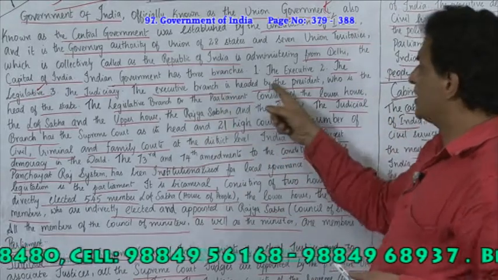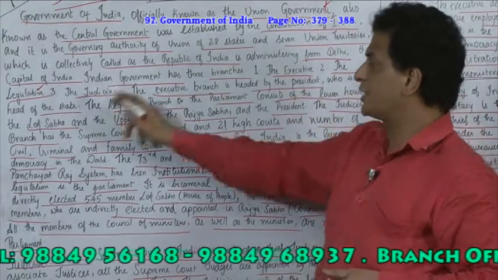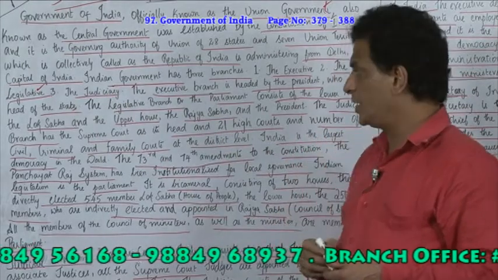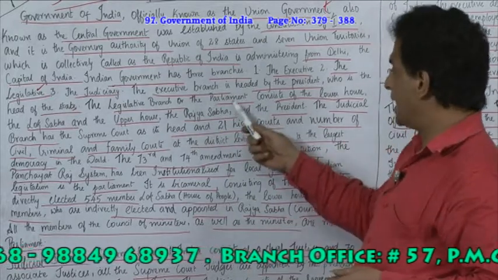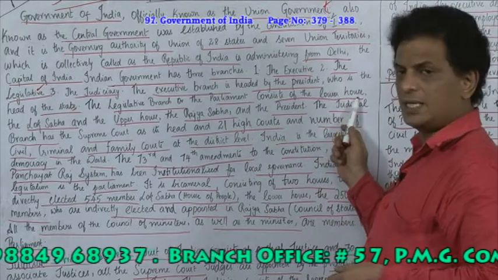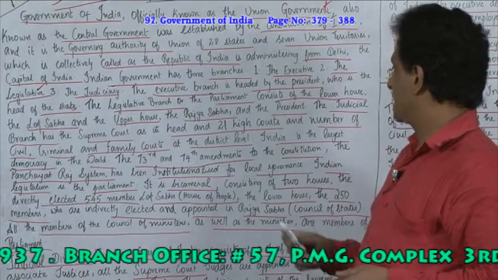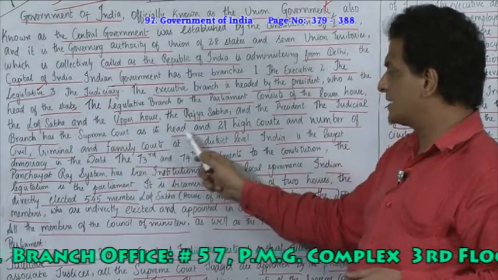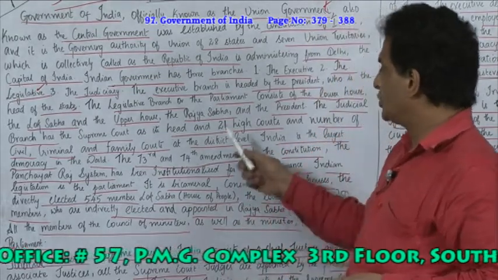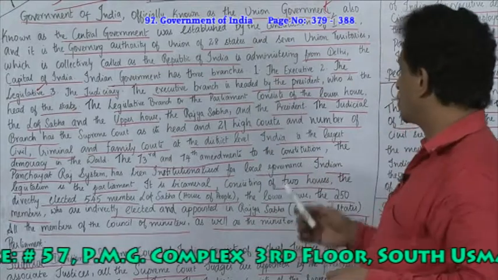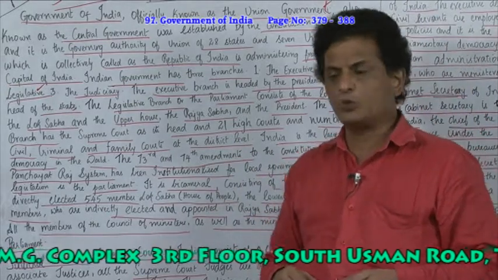The executive branch is headed by the President. So, who is the head of the executive? It is the President of India. And who is the head of the state? The President of India is the head of the country, India. The legislative branch, that is the MLAs and MPs, or the Parliament, consists of the lower house, the Lok Sabha, and the upper house, the Rajya Sabha, and the President. The judicial branch has the Supreme Court as its head. For the judicial, the head is the Supreme Court, and 21 high courts are there under the control of the Supreme Court, and a number of civil, criminal and family courts at the district level. At district level, they have thousands of courts.